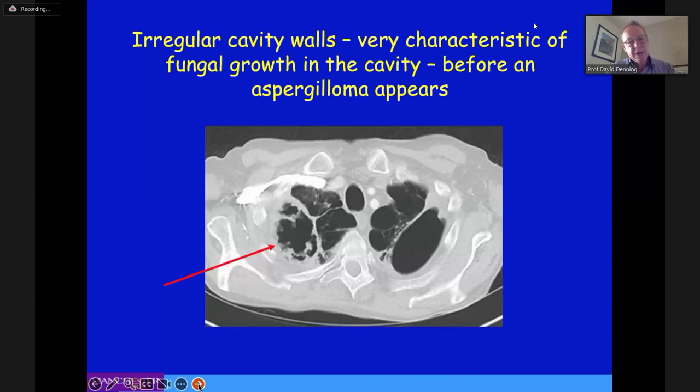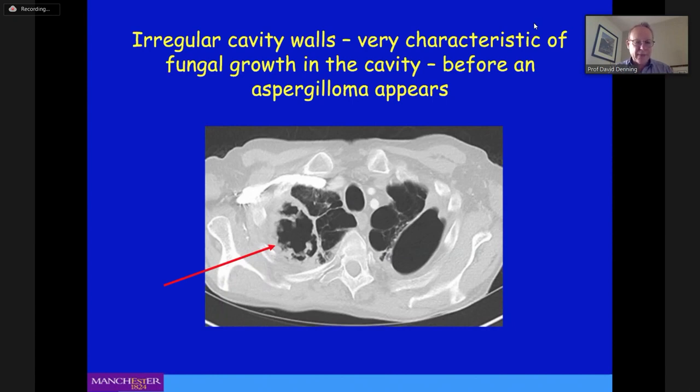So this scan illustrates the challenge from a radiological differential diagnosis perspective. You have a large clean wall cavity in the apex of the left lung on the right side. This is a previous NTM infection which has been cured. You have emphysematous bullae from a patient who smoked a lot on both sides. And then you have a cavity with an irregular interior wall and pleural thickening, and this is all fungal growth within that cavity. And so this is not an aspergilloma, this is pre-aspergilloma, and it's much better to try and make the diagnosis at this earlier stage than wait for an aspergilloma to appear.